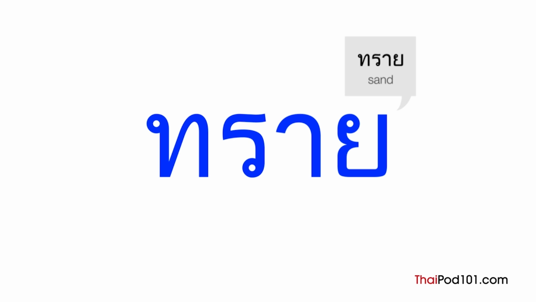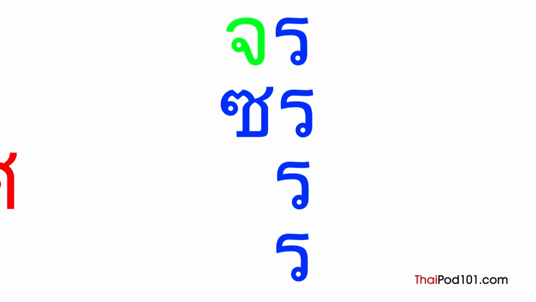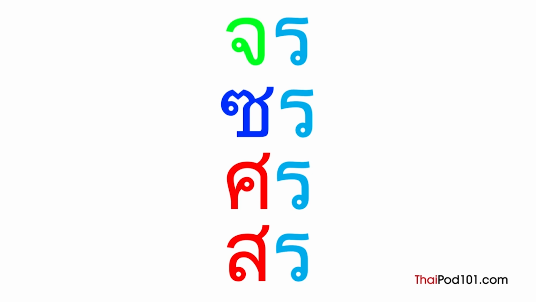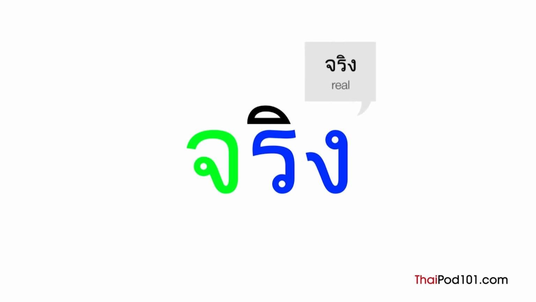The next common irregularity is the silent รอเรือ. This will happen in words where รอเรือ forms consonant clusters with จอจาน ซอโซ่ สอศาลา and สอเสือ. When this happens, รอเรือ, which is the second half of the cluster, will not be pronounced. One example of this is the word จริง which means real. It has an initial consonant cluster of จอจาน and รอเรือ, but the รอเรือ is silent. So we pronounce this word as จริง.